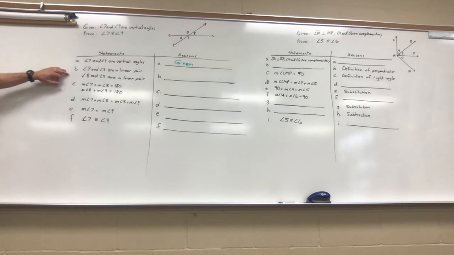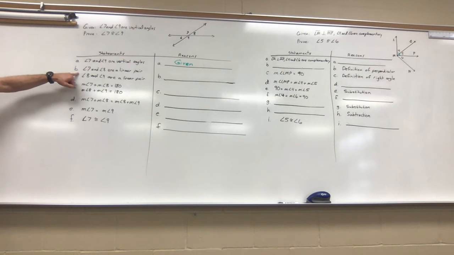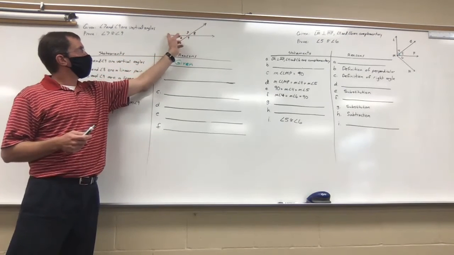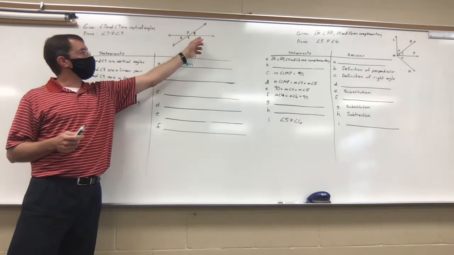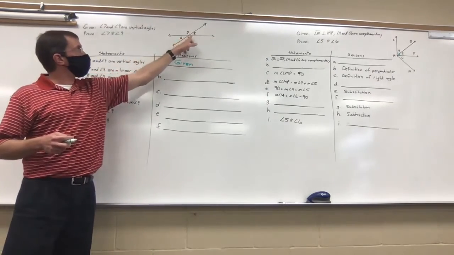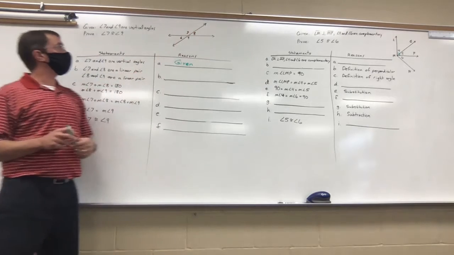Now, from step A to step B. Step B, we have 7 and 8 are a linear pair. If you look at your picture up here, 7 and 8, when you put those two together, they form a straight line. That makes them a linear pair. Same thing with 8 and 9. 8 and 9 are next to each other. They make a straight line, so they're a linear pair.